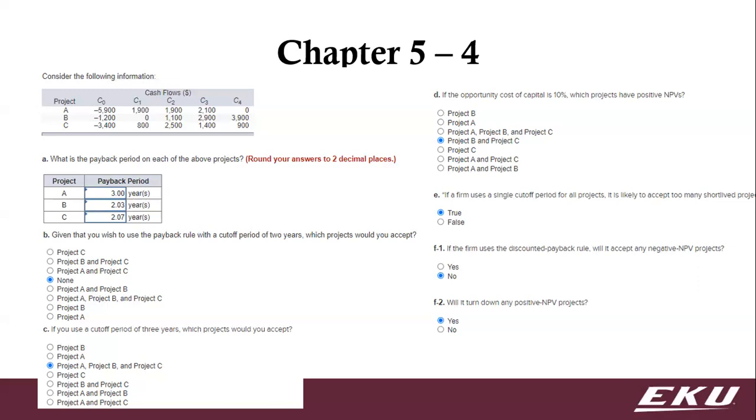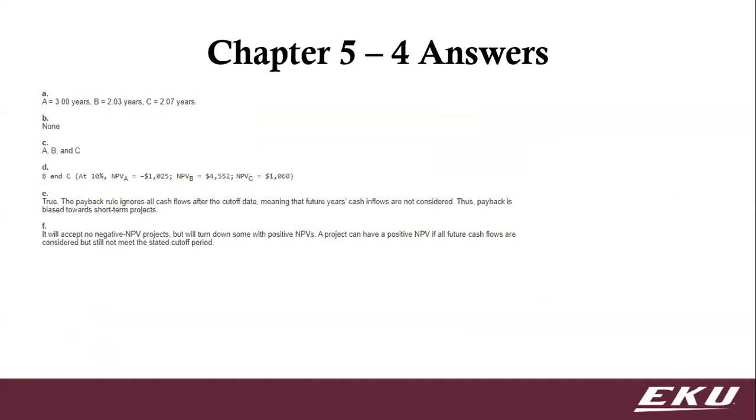They feel that it pushes people to work a lot harder over these short periods for these projects. So, and then as far as the F1, F2, if you discount a payback rule, will it accept any negative NPV projects? And then would it turn down any positive NPV projects? So you would never want to take negative NPV, right? You're destroying value if it's a negative net present value. And so, but would you possibly turn down some positive projects? Yes, you can. So, here's the answers.